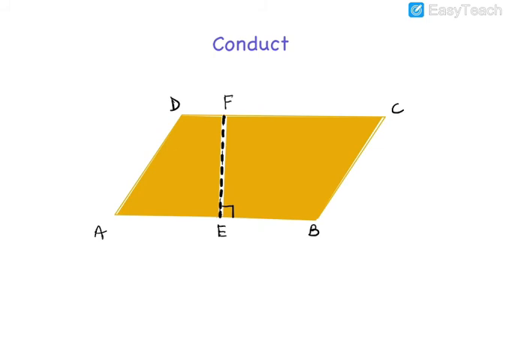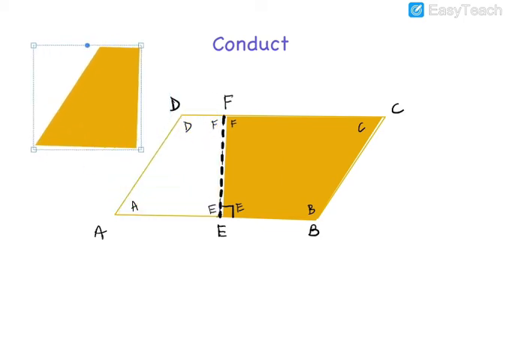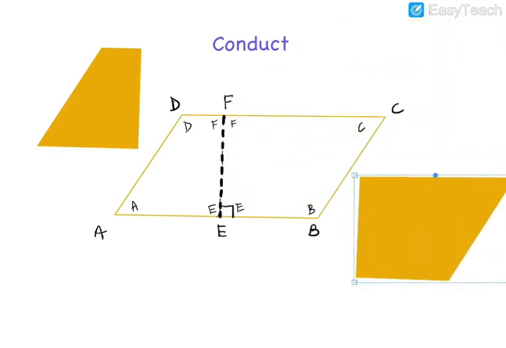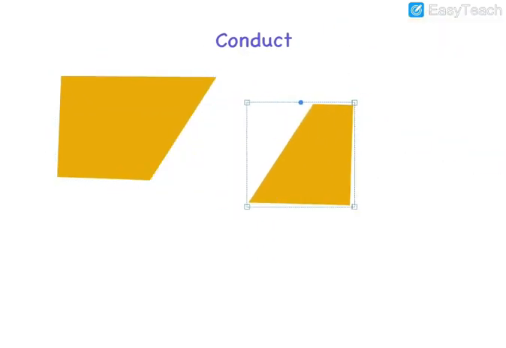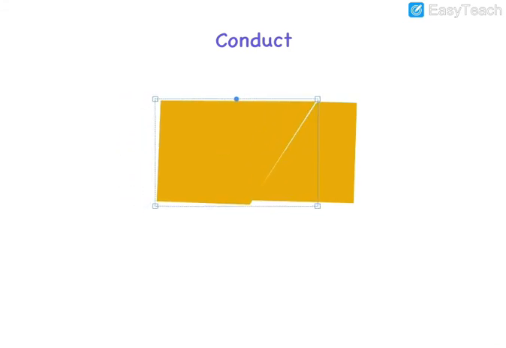Now take the second cutout of the parallelogram and cut along the perpendicular FE. But before cutting, note down the vertices at the corners. After cutting along the perpendicular, we will get two parts of this parallelogram. Each will be a quadrilateral. Now we have to arrange these parts in order to get a rectangle.